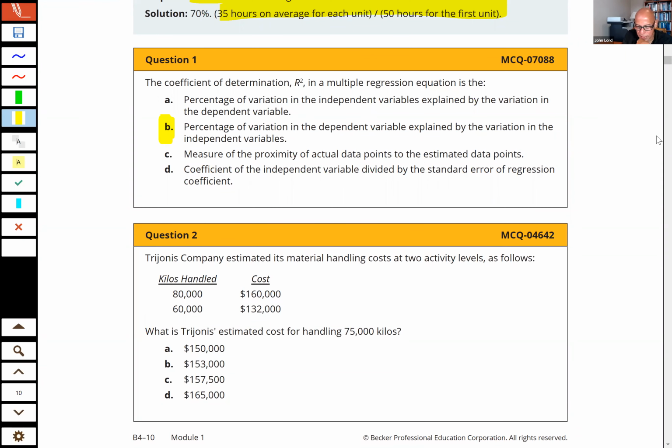Measure of proximity of the actual data points to estimated data points. I don't even know what that means. Coefficient of independent variable divided by the standard error regression coefficient. I don't know what that means. Okay, there are some things I can't even explain to you.